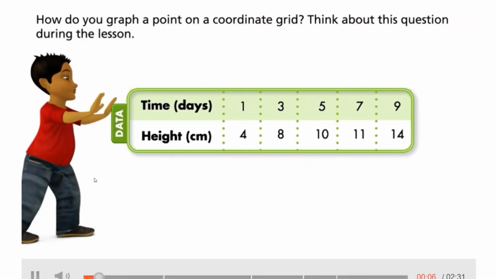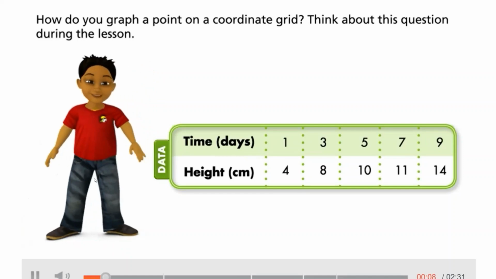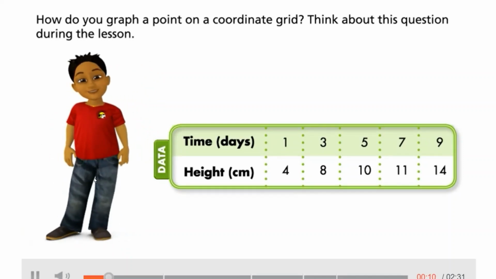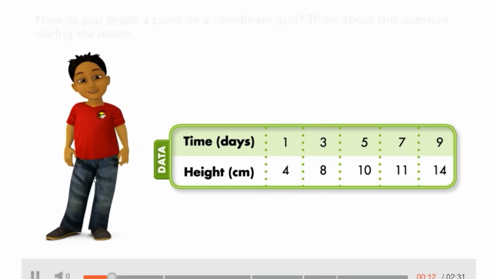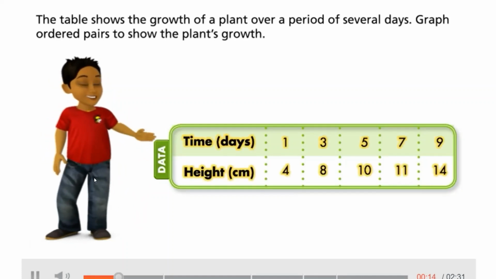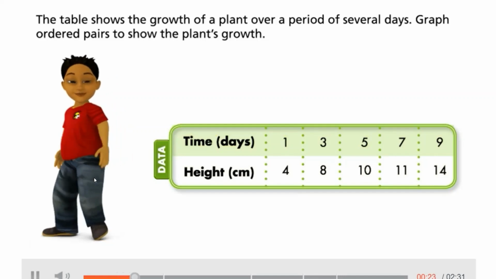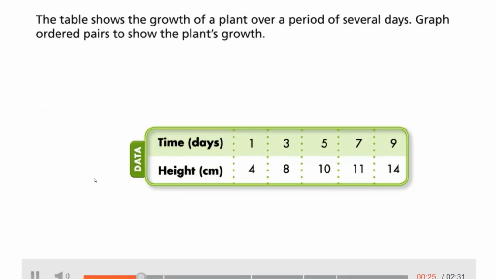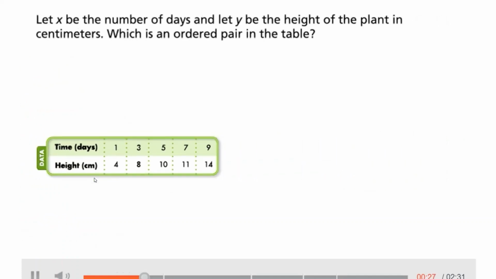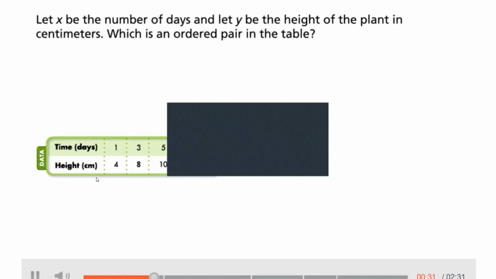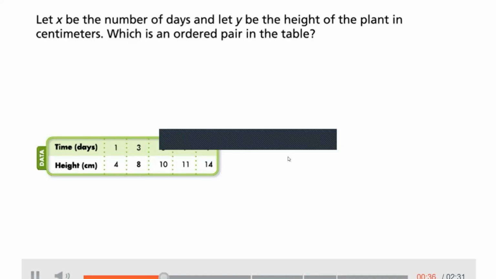How do you graph a point on a coordinate grid? Think about this question during the lesson. The table shows the growth of a plant over a period of several days. Graph ordered pairs to show the plant's growth. Let x be the number of days, and let y be the height of the plant in centimeters. Which is an ordered pair in the table?